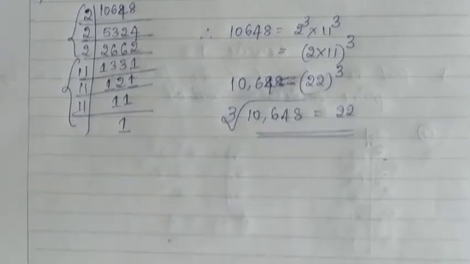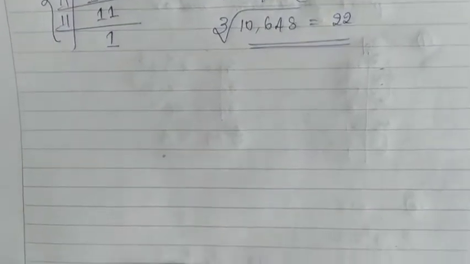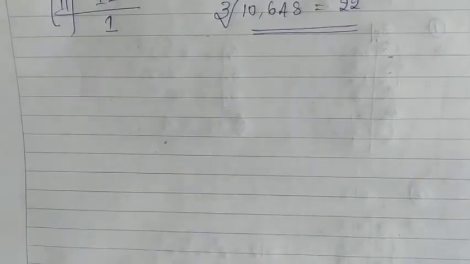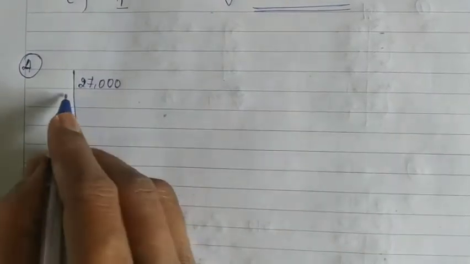Okay children, now let's come to the fourth problem. The fourth problem is 27,000.